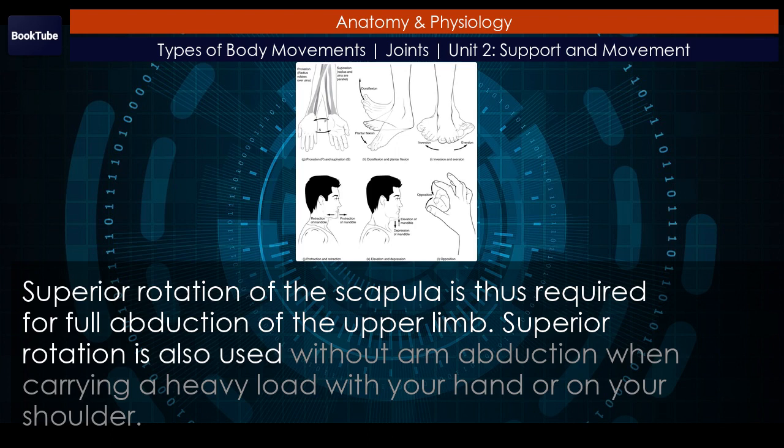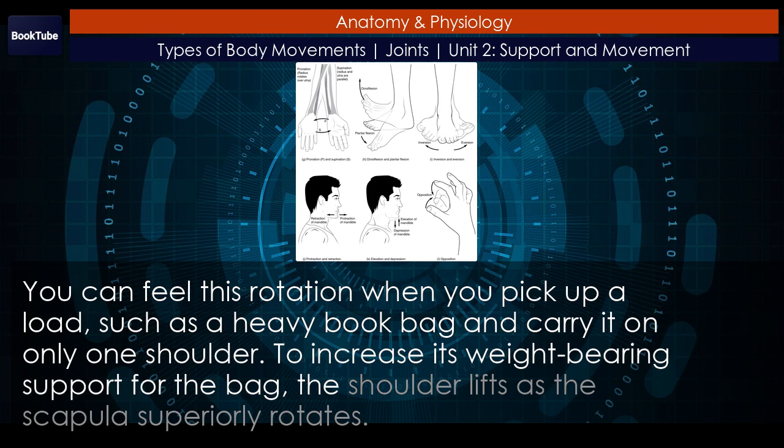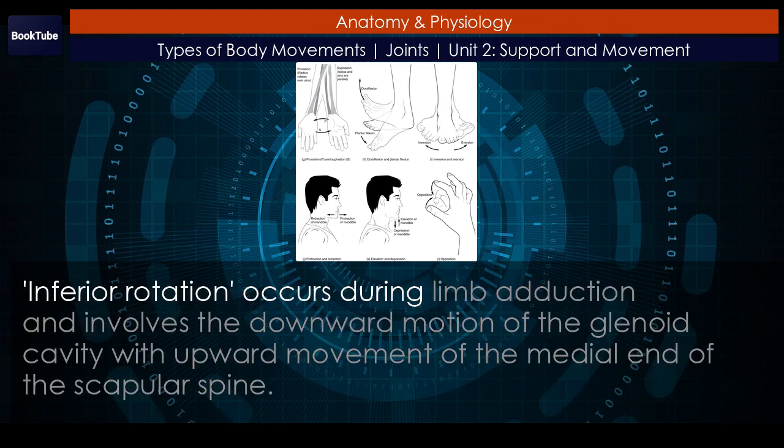Superior rotation is also used without arm abduction when carrying a heavy load with your hand or on your shoulder. You can feel this rotation when you pick up a load, such as a heavy book bag, and carry it on only one shoulder. To increase its weight-bearing support for the bag, the shoulder lifts as the scapula superiorly rotates. Inferior rotation occurs during limb adduction and involves the downward motion of the glenoid cavity with upward movement of the medial end of the scapular spine.